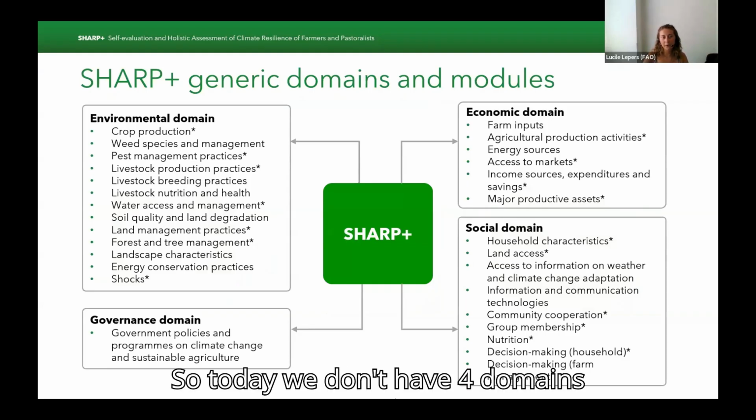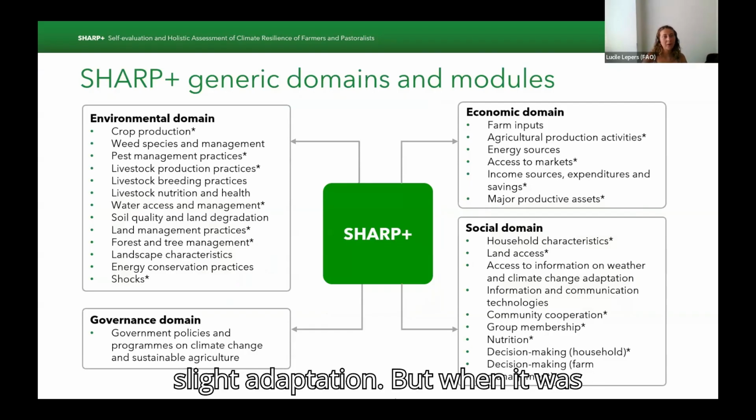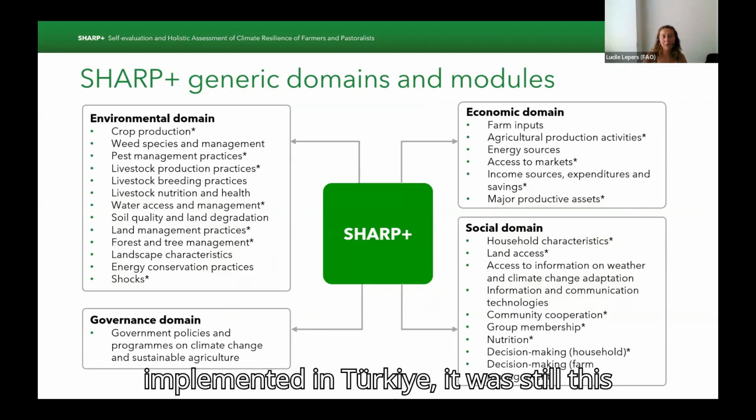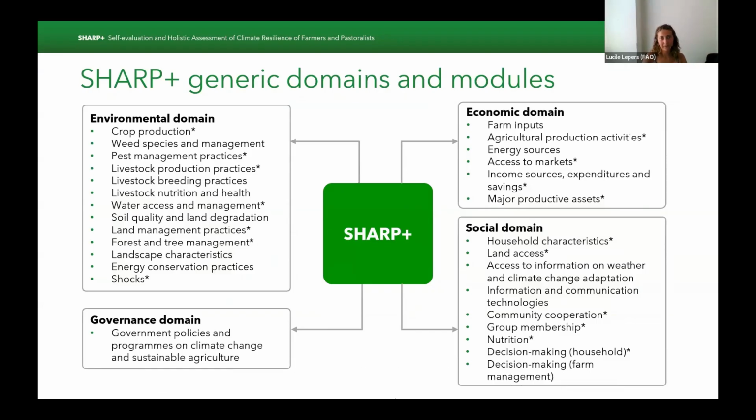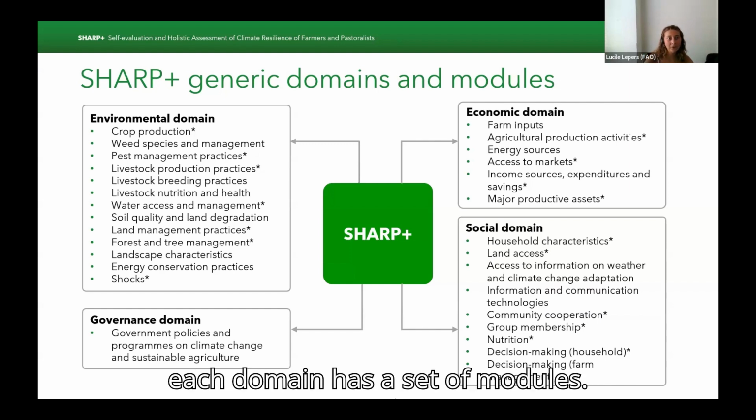Today we don't have 4 domains anymore because there's been a slight adaptation. But when it was implemented in Turkey, it was still this version, with the 4 domains. And each domain has a set of modules.